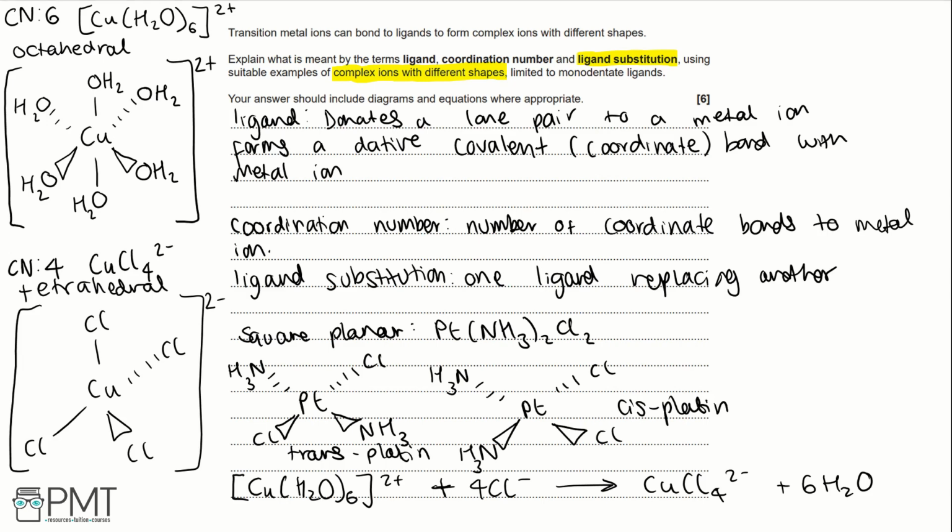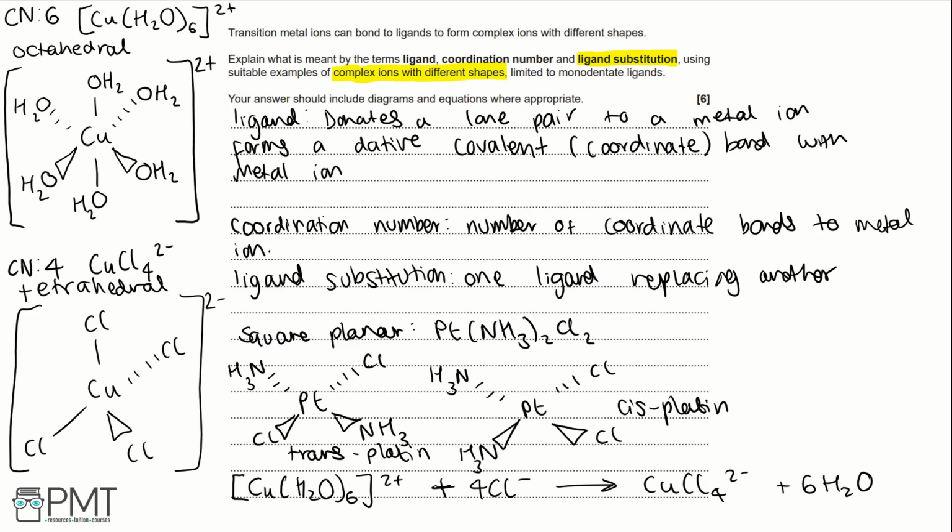This is a level response question, which means to get the 6 marks, there aren't specific marking criteria. Instead, you need to have a comprehensive explanation of the terms ligand, coordination number, and ligand substitution, which we have at the beginning here. You must also have 3D diagrams of suitable examples of 6 and 4 coordinate complex ions with different shapes. So here we've got octahedral, tetrahedral, and square planar being coordination number of 4.